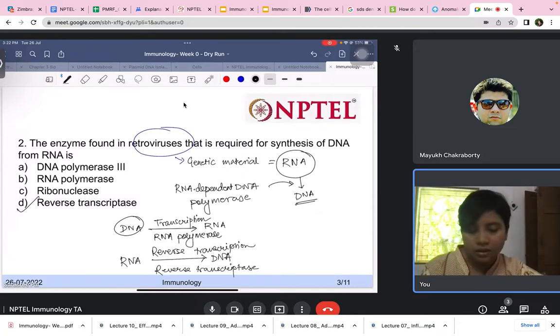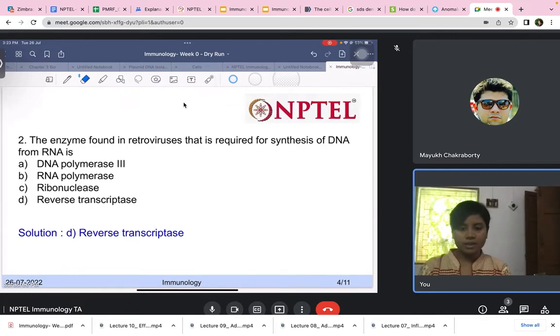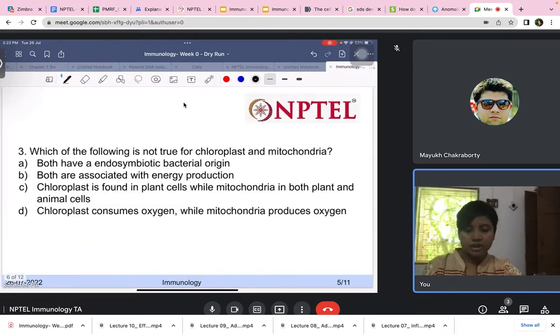Okay, so here option D is the correct answer, the correct solution. We will also discuss some of your doubts if you have any in this portion, or we will move on to the next question, which is: which of the following is not true for chloroplast and mitochondria?